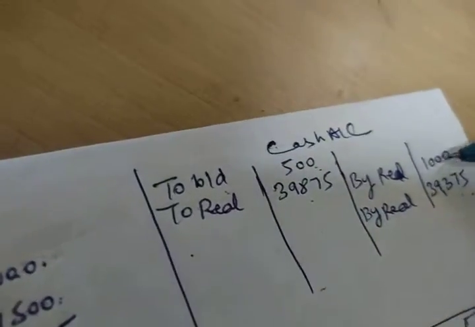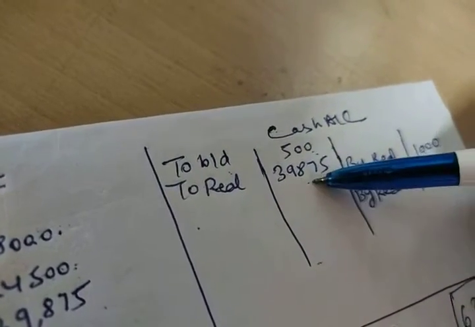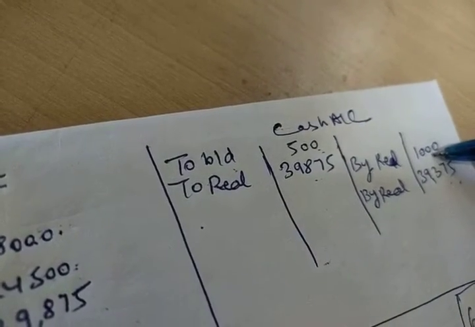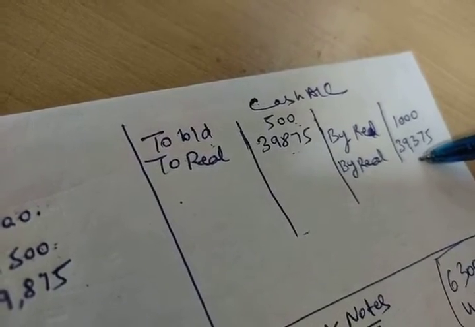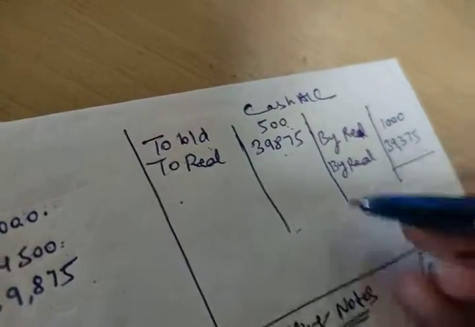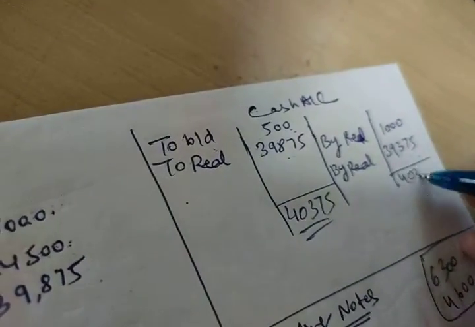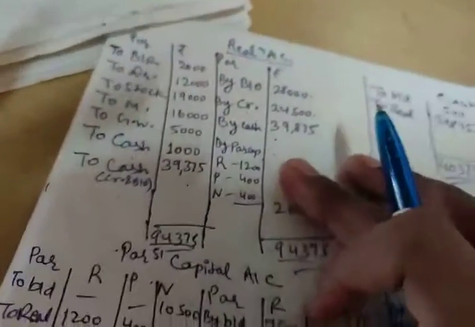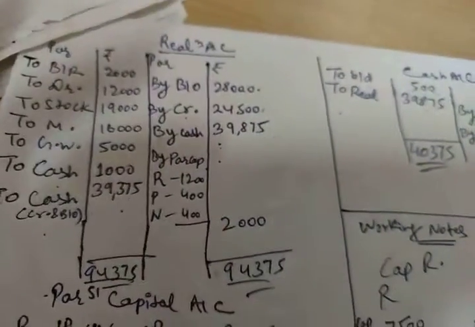Fine. Now we will just go for the cash account, and if you check the cash account, we had cash from the balance sheet 500 and from the assets realization 39,875. From that we paid 1,000 as a realization expense, and we paid to the outside liabilities 39,375. And if we make the total on both sides, it is going to match: 40,375, 40,375. So your cash account also got closed. So realization, partners' capital accounts and cash account. Fine. So just go through this.